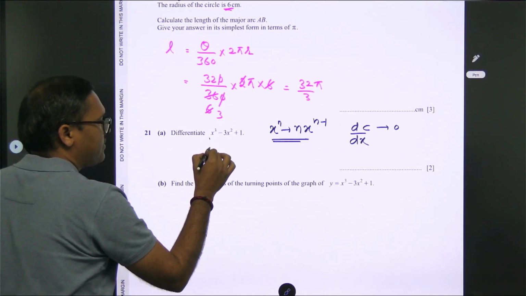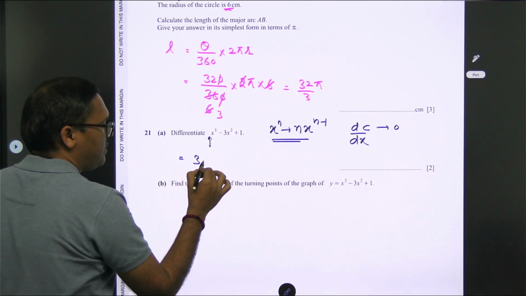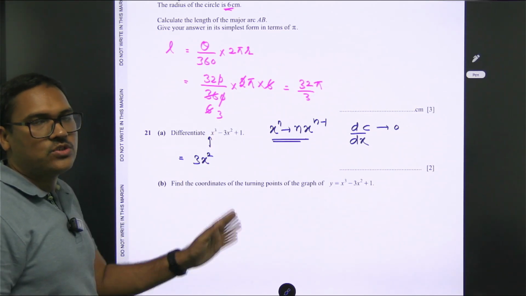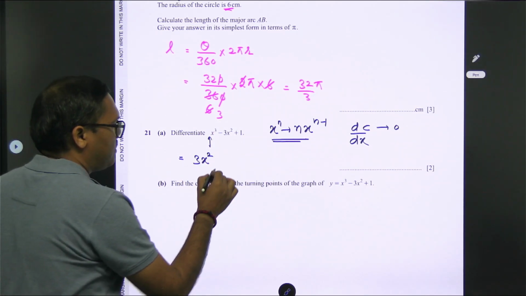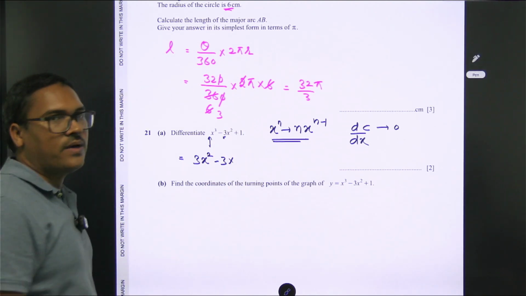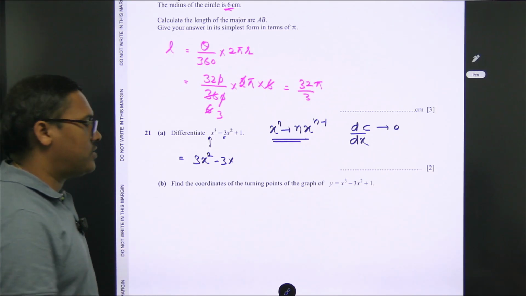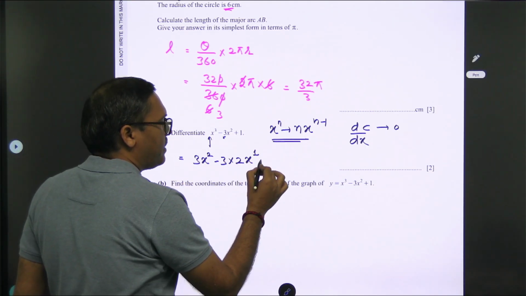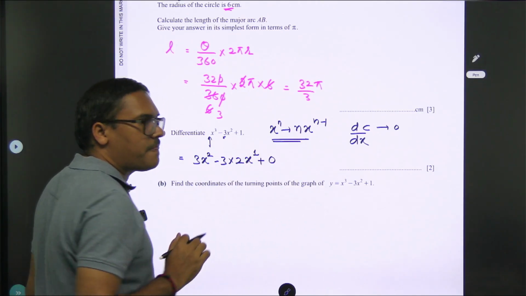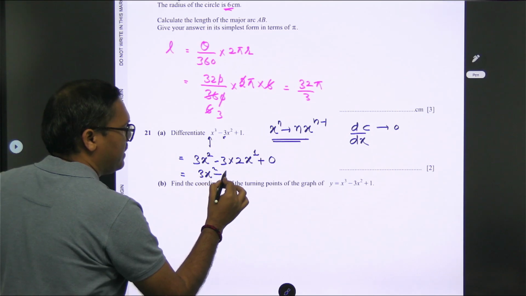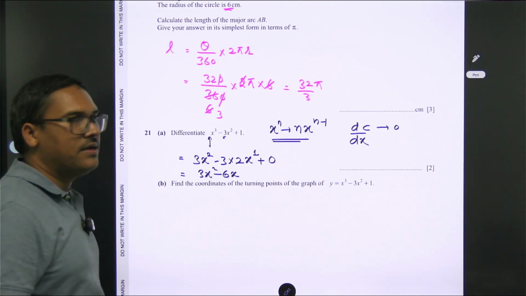So what is the differentiation of x cube? This is 3x raised to 3 minus 1, which is 3x squared, minus this 3 will remain same. And what is the differentiation of x squared? That is 2x raised to 2 minus 1, that is 1. And the differentiation of 1 is 0. So what is this? This is 3x squared minus 6x. That is the answer for this question.